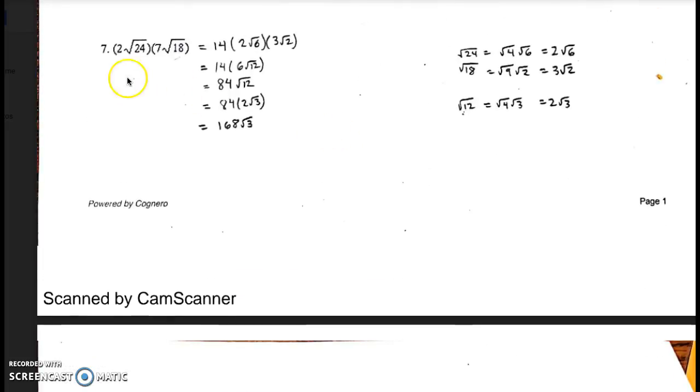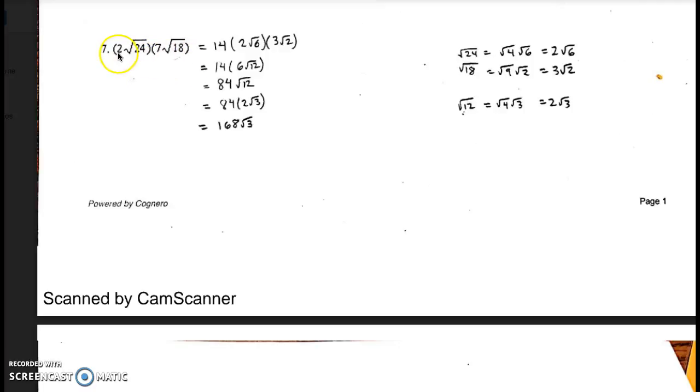For question 7 now, this is just one term, 2 root 24, times another one term, 7 root 18. So we are just multiplying 2 times 7 and root 24 times root 18. You are not foiling for this kind of problem. The only time you foil is when you have two terms inside your parentheses. The way you can tell there are two terms is if they are separated by a plus or a minus sign. Please do not make this mistake on the real quiz.